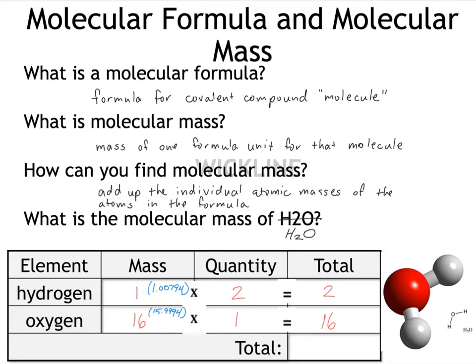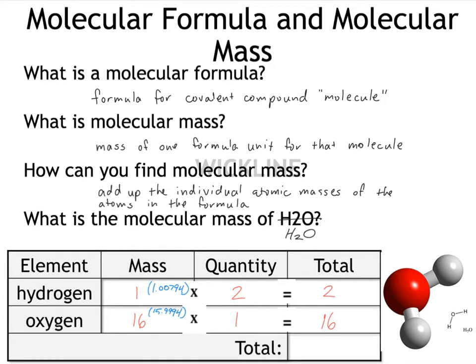Because these elements differ from the whole number, the integer number of 1, and in this case 16, they differ so little from that integer number that it's not going to affect our answers if you just round 1.00794 to a 1 and 15.9994 to a 16. I promise it really won't affect your answer, and it will make your life a lot easier to do this rounding in these types of questions.